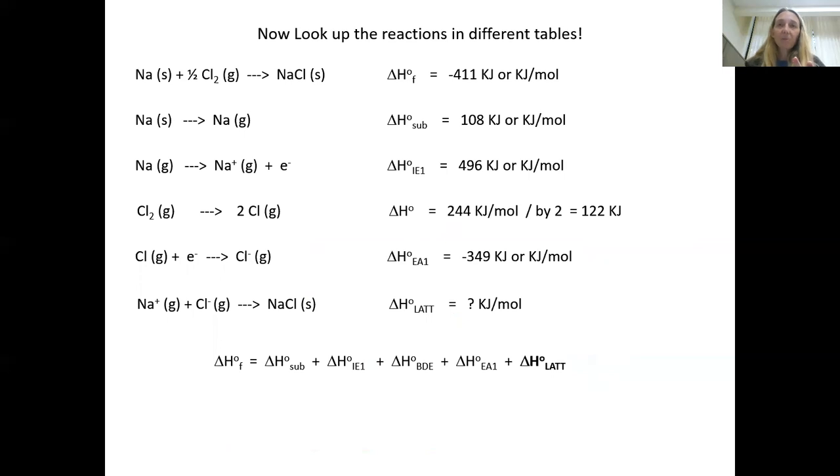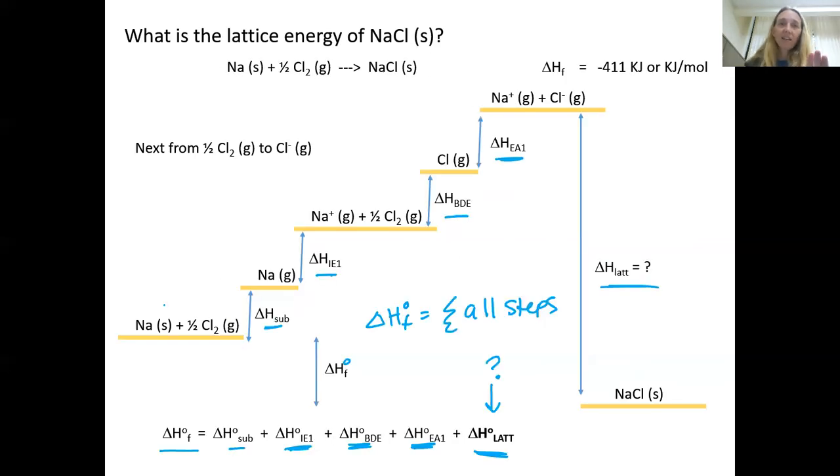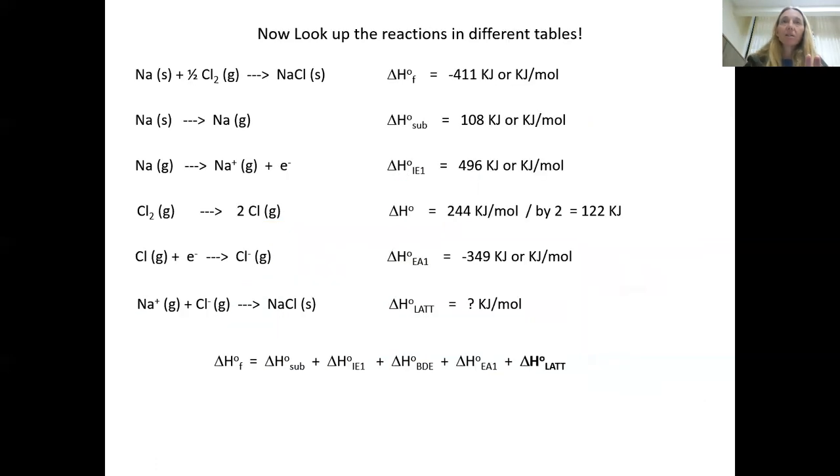So what I've done is take this equation where the delta H formation equals all of the steps that I came up with. Now I'm going to go to the tables and actually look up the values for each one of these numbers. So the next step is to look up the reactions in all these different tables.